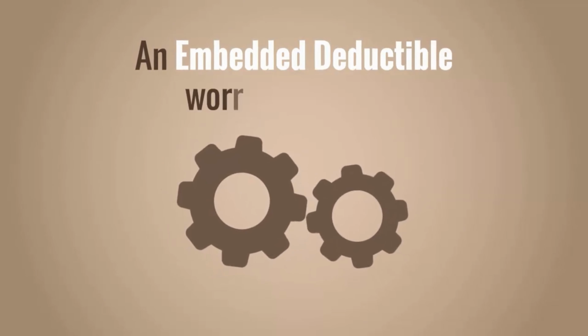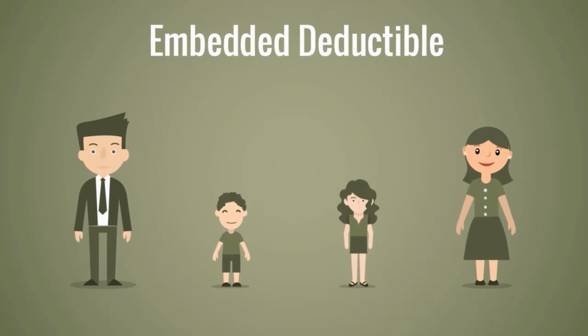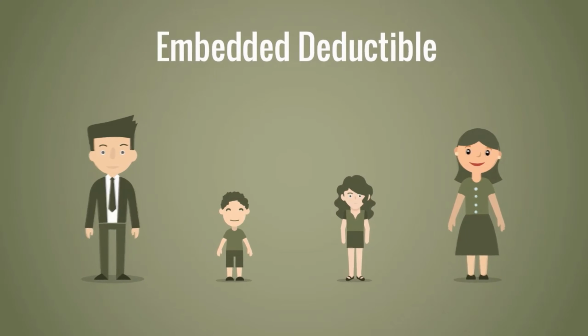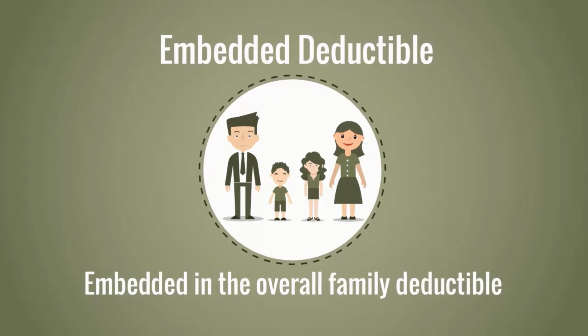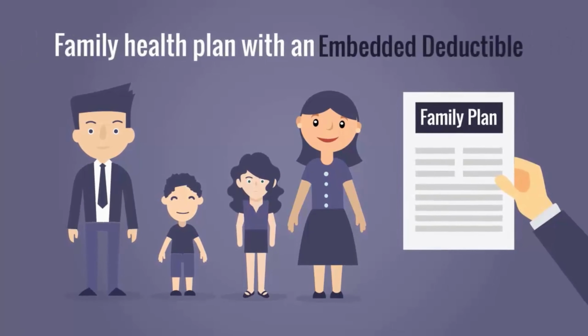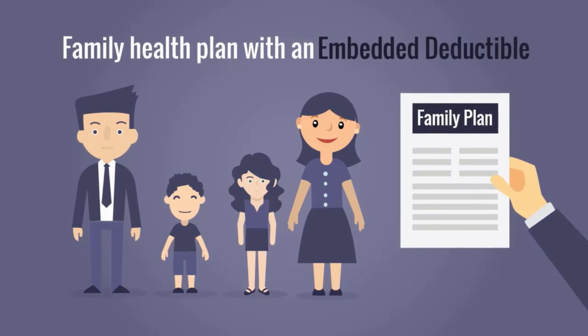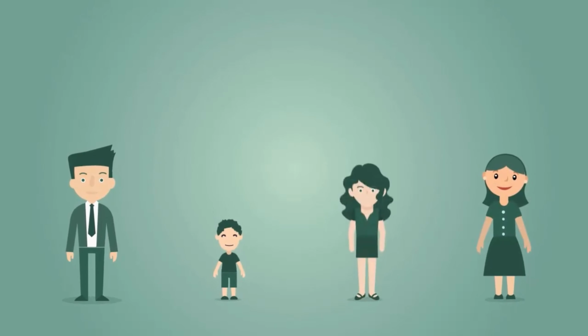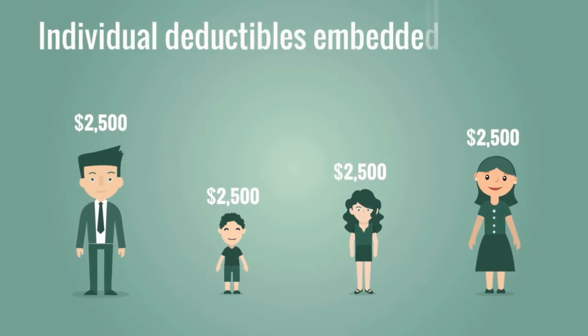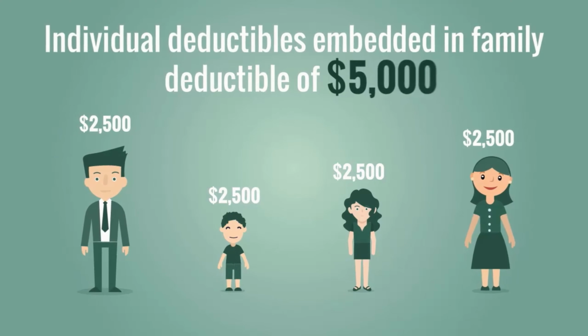An embedded deductible works differently. With an embedded deductible, there are two deductibles at play. An individual deductible for each family member is embedded in the overall family deductible. So back to our family of 4 now enrolled in a family health plan with an embedded deductible. Each family member has their own deductible of $2,500 per year embedded in a family deductible of $5,000.